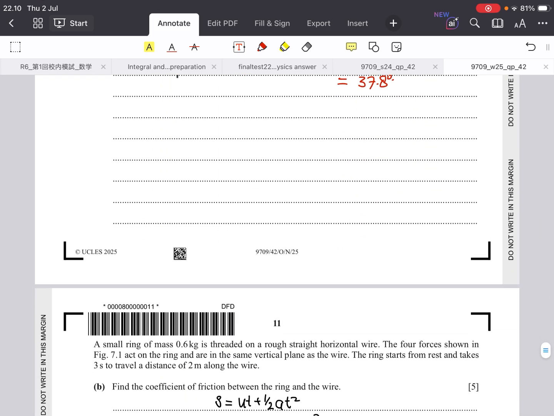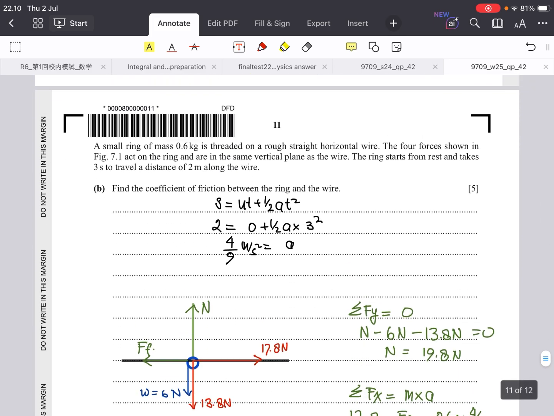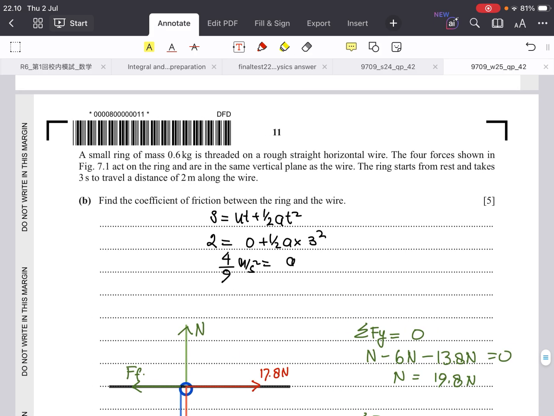And then we continue to part B. A small ring of mass 0.6 kilograms is threaded on a rough straight horizontal wire. The four forces shown in figure 7.1 act on the ring and are in the same vertical plane as the wire. The ring starts from rest and takes 3 seconds to travel a distance of 2 meters along the wire. Find the coefficient of friction between the ring and the wire.